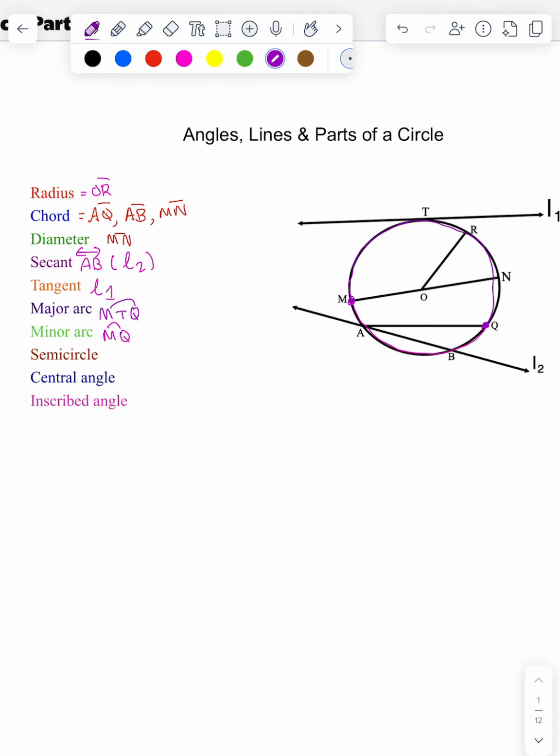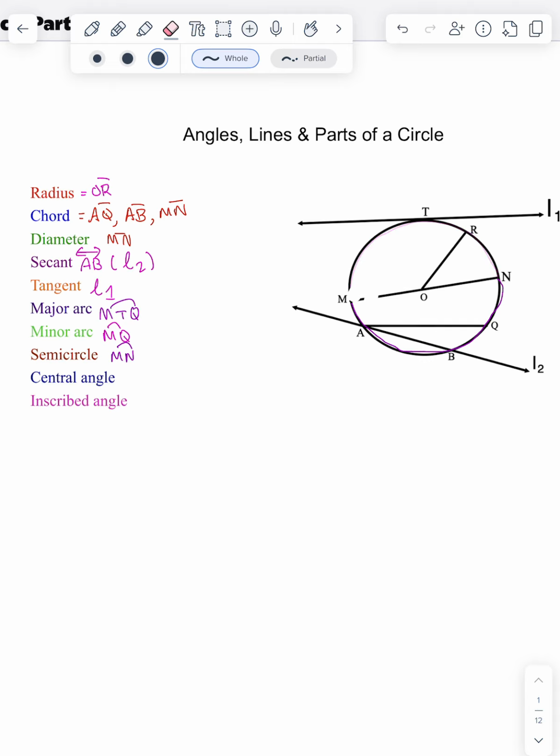And finally, a semicircle is half of a circle. So a semicircle here would be arc MN. Doesn't matter which direction you go in. If I went in this direction, it would be the same thing. A semicircle because it's halfway around the circle, measuring 180 degrees, half of the full 360.